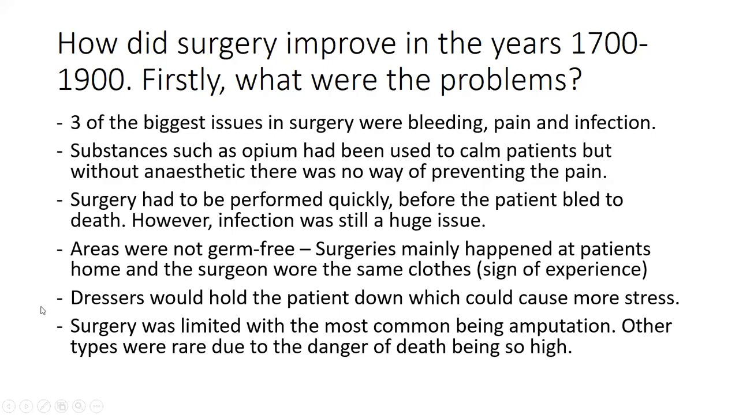Surgery was limited because the main surgery that did happen in the industrial period was amputation. Other types were rare because the more that the person was being operated on, the higher the chance of the patient bleeding to death.